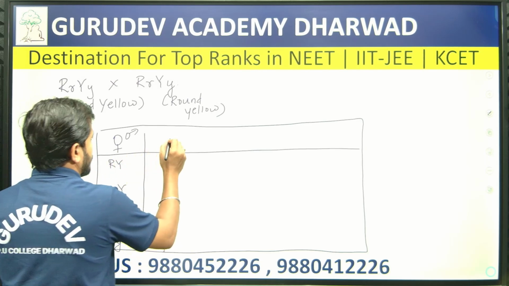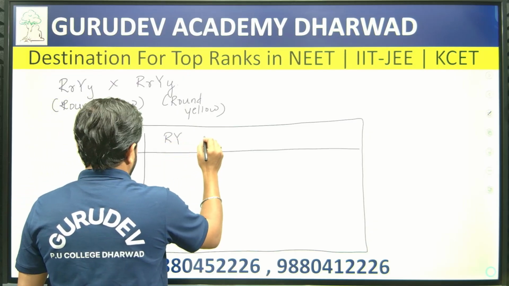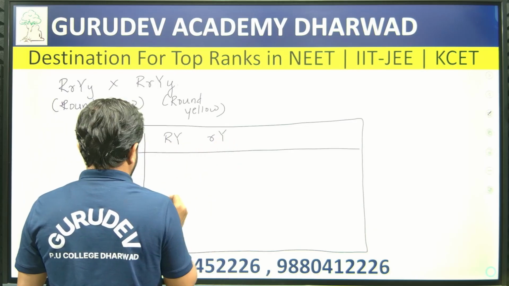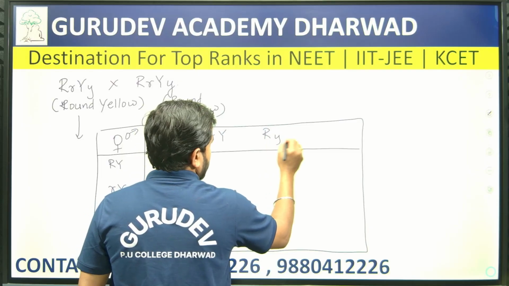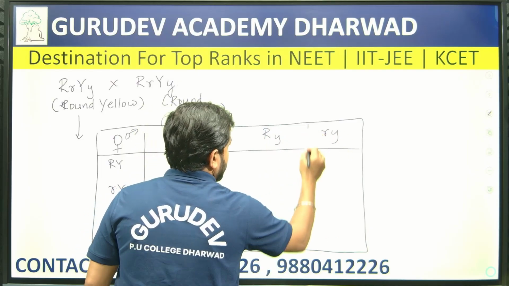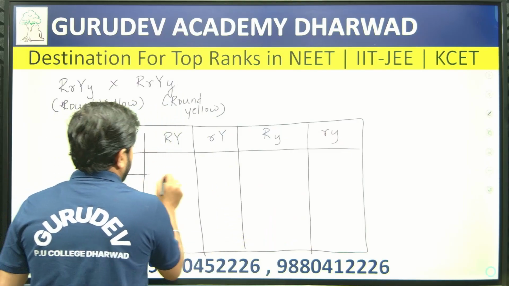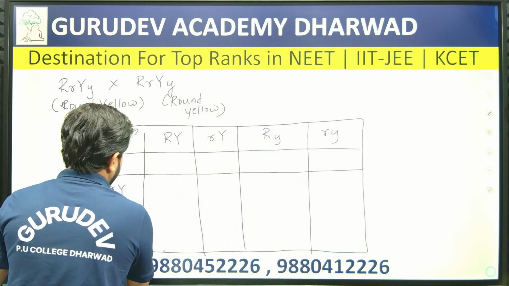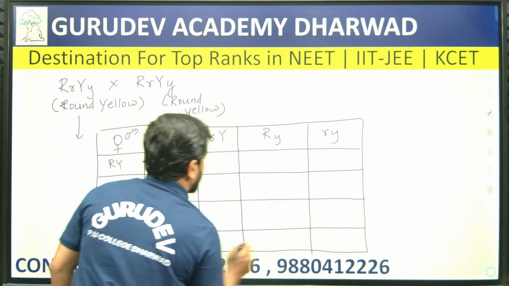Again here also capital R, capital Y. Then small r, small y, capital Y. Then capital R, small y, small r, small y. So these are the gametes we have got, because this condition is heterozygous. Based on that only we are going to solve this.